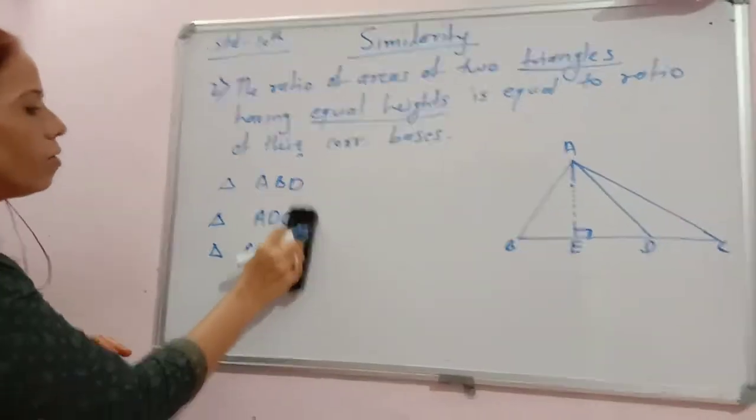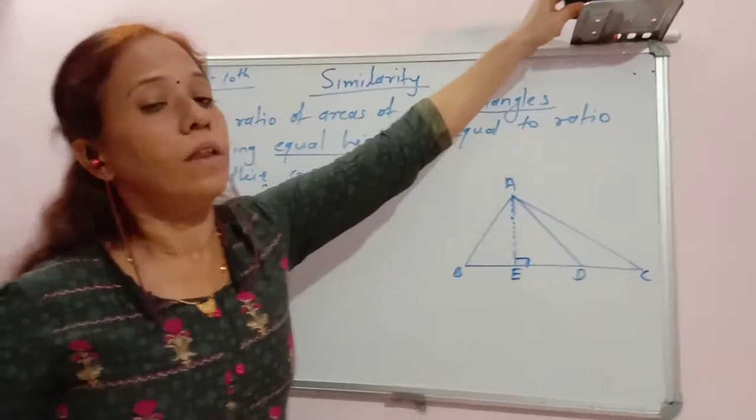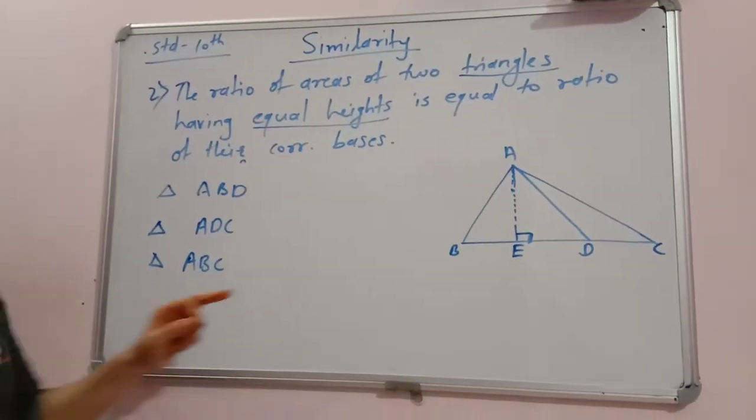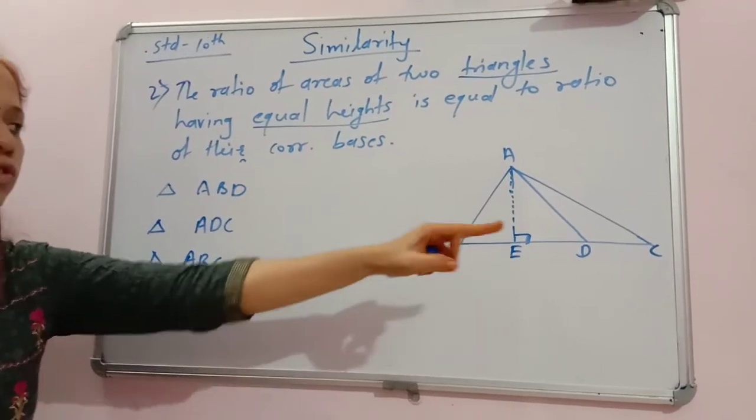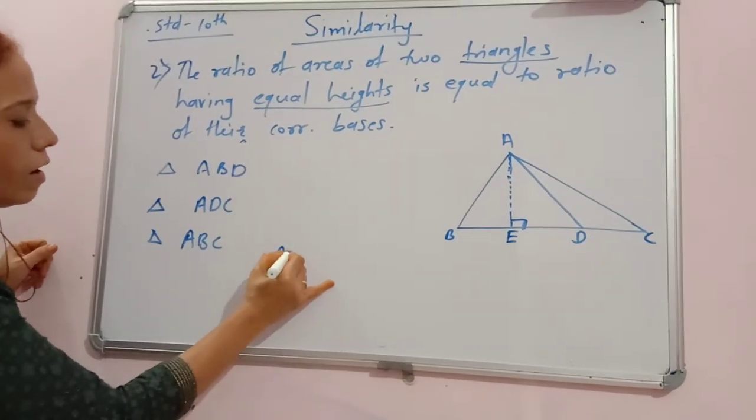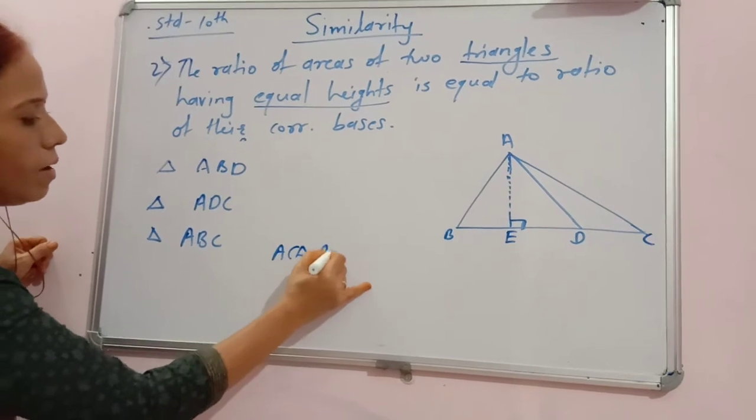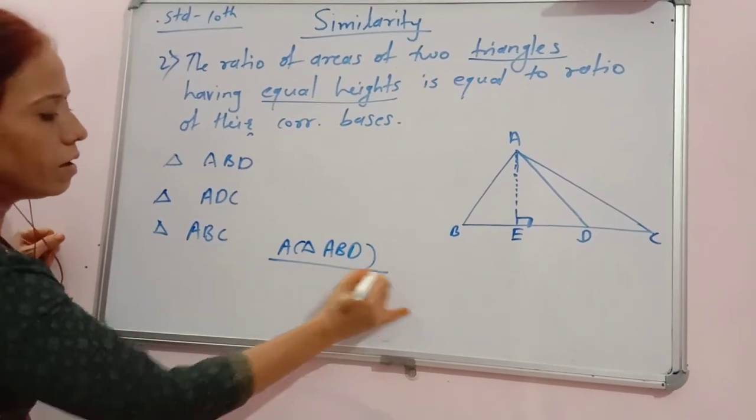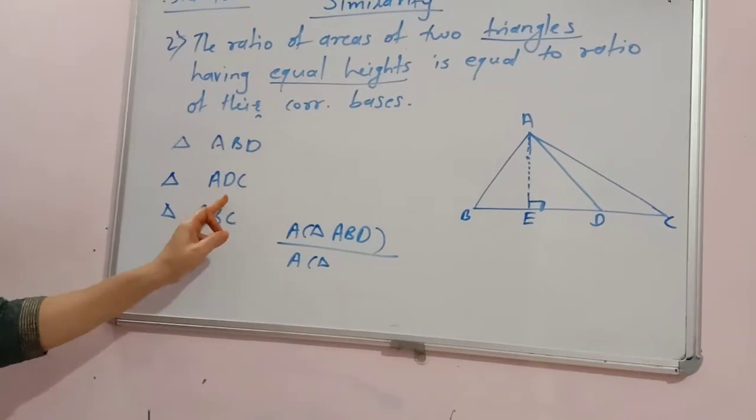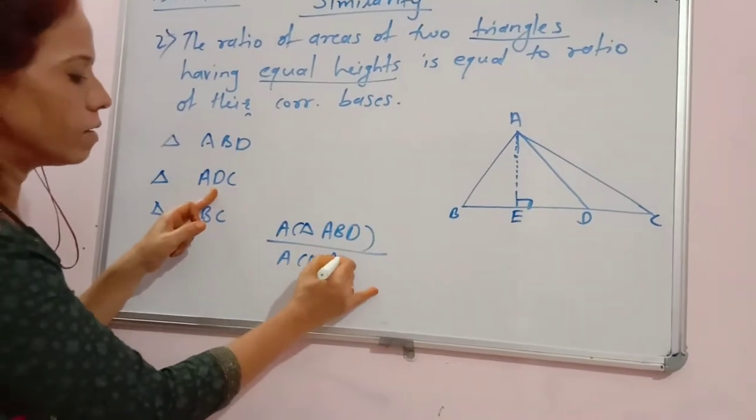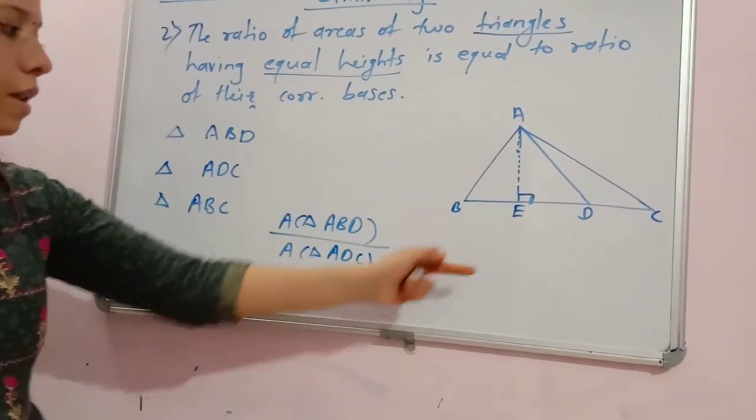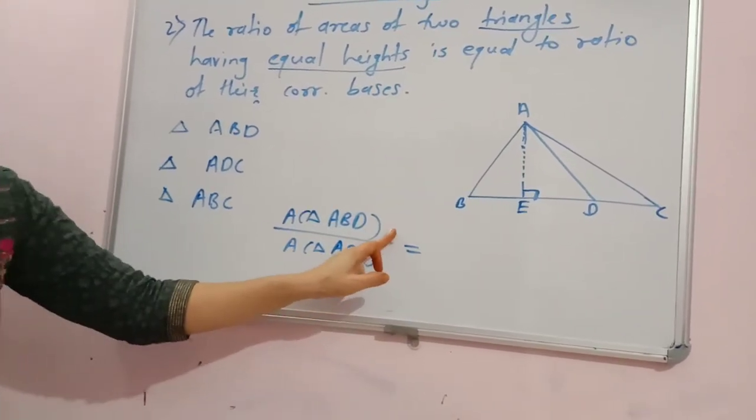And if I take the ratio of any two of these three, then they are in the proportion of the ratio of their bases. For example, I will take the ratio of the area of triangle ABD to the area of triangle ADC. As they have the same height, then we have to take only the ratio of their bases.